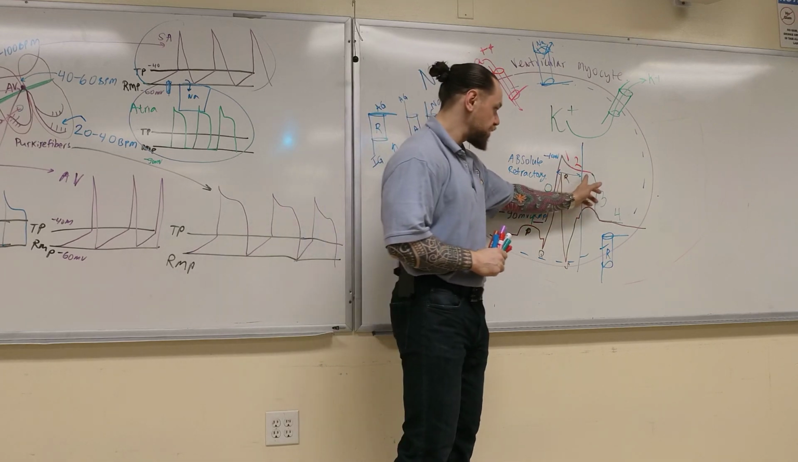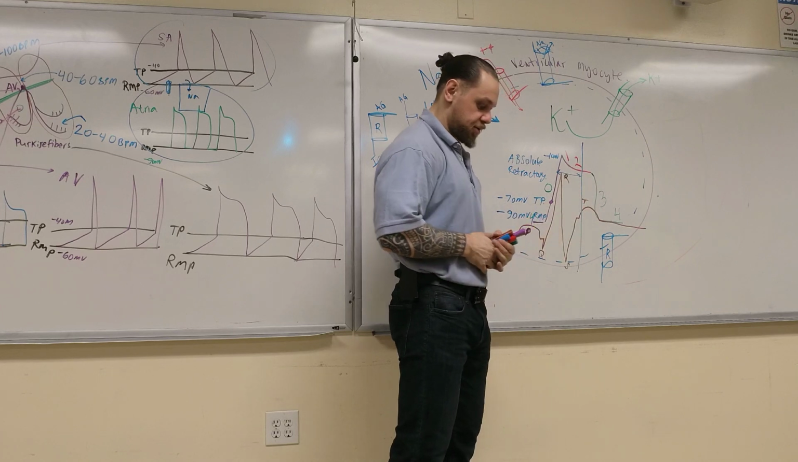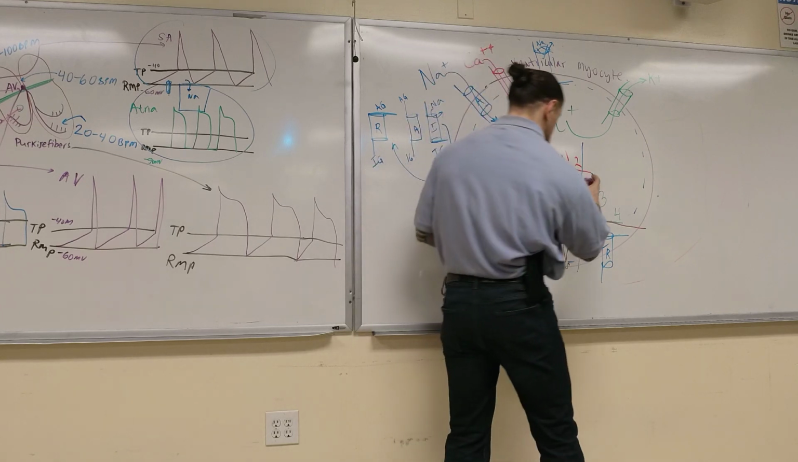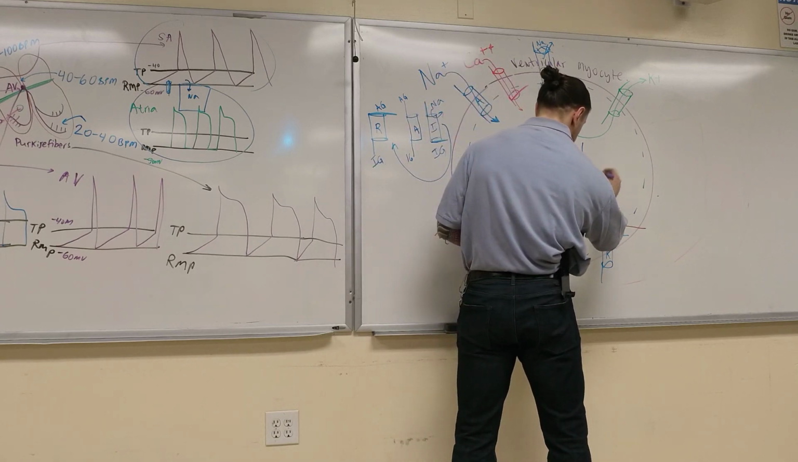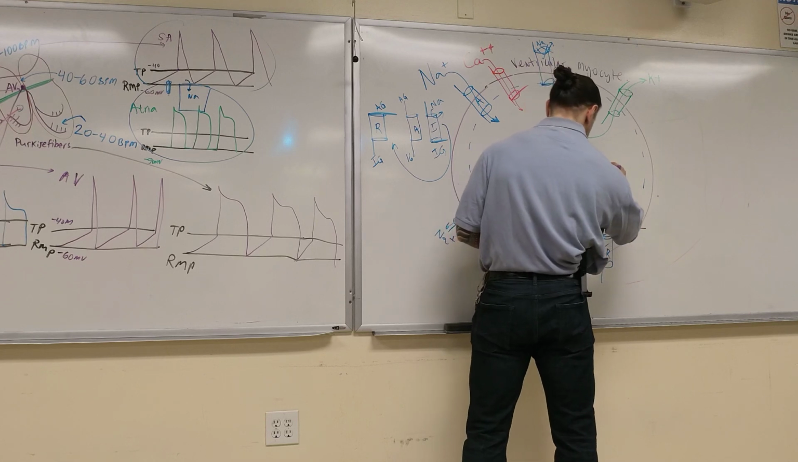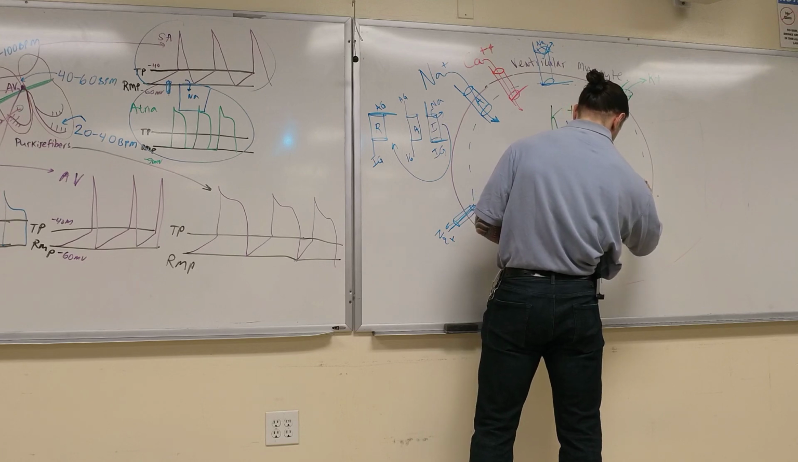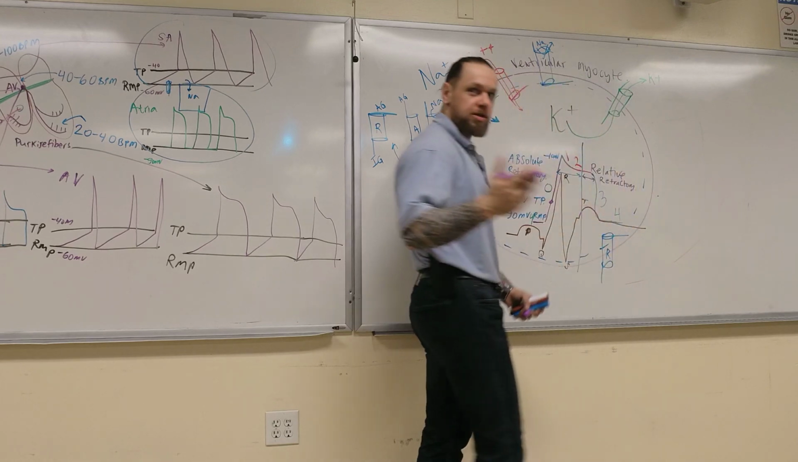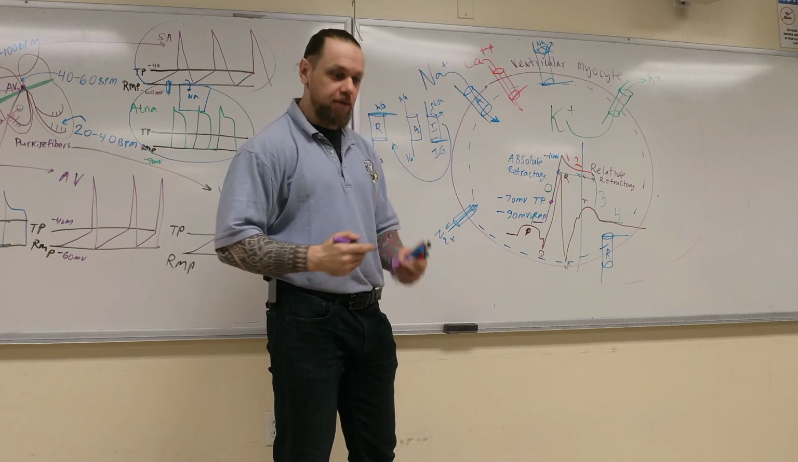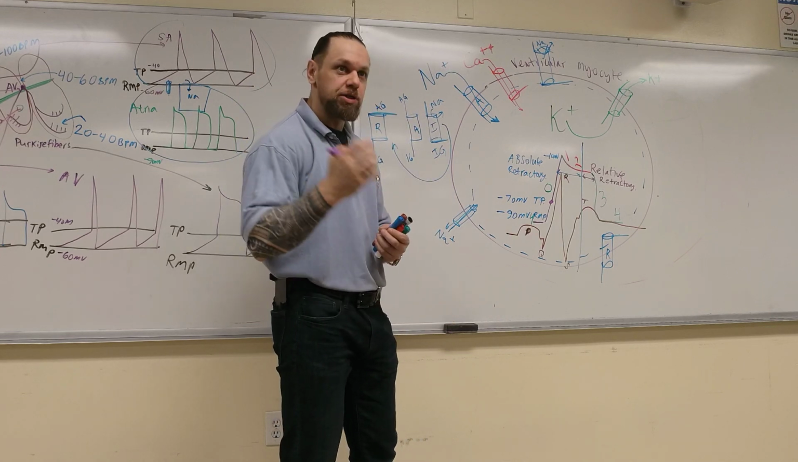Because from here to here, what do we call from here to here? Relative refractory. And what's the difference between them? Absolute and relative. What Frank was saying is 100% right. A strong enough stimulus can trigger an impulse. And my question is why?